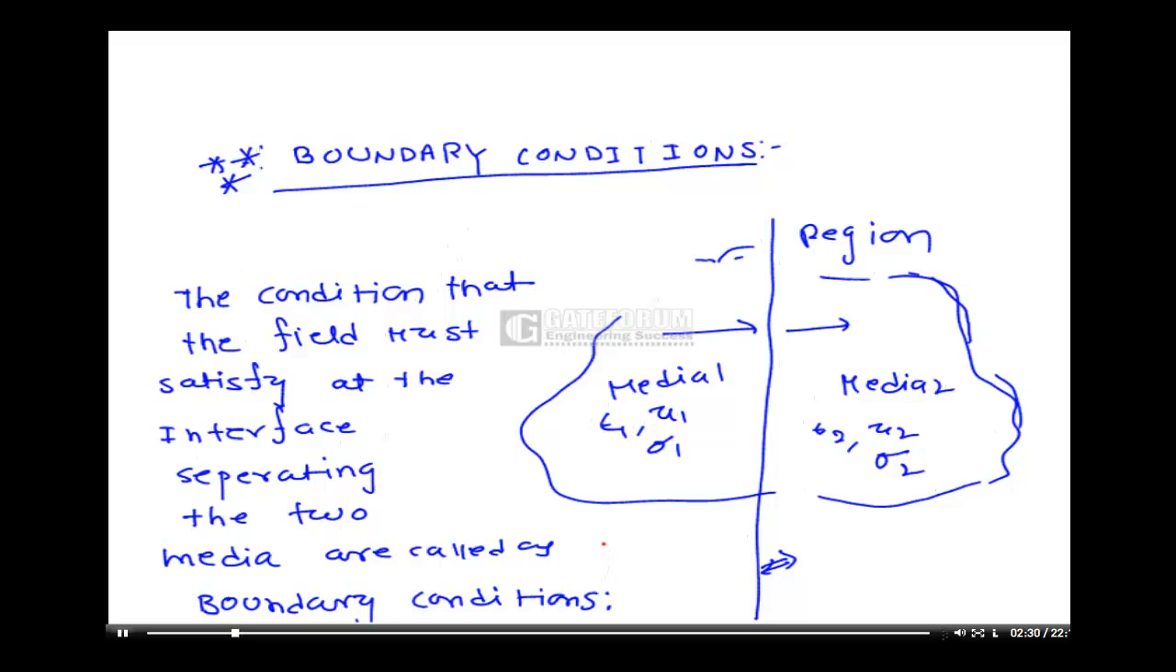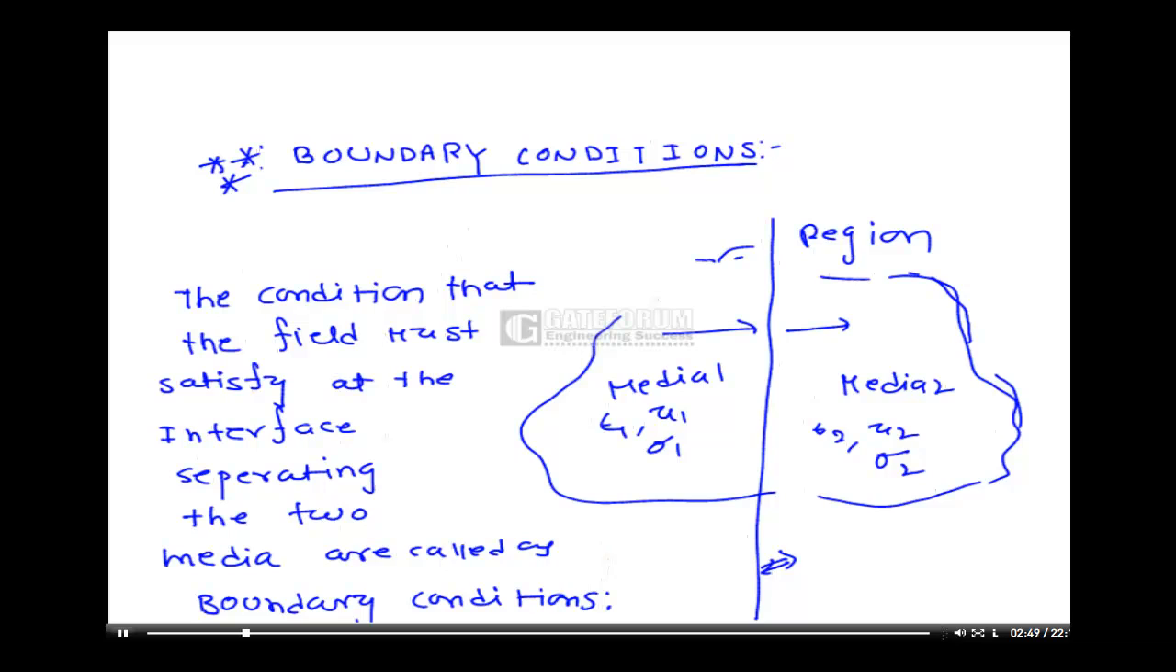So here we will discuss, for different types of media, what the boundary conditions are. I am not going into the derivation of the boundary conditions. I will just give the boundary conditions, and we will work out some problems on how the boundary conditions are satisfied.